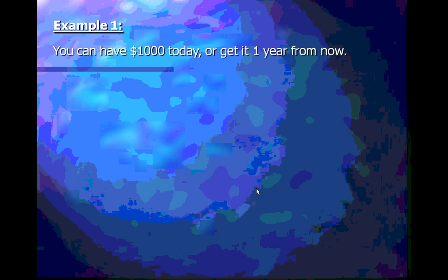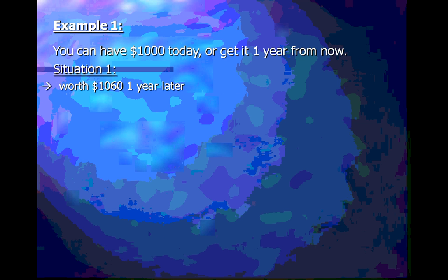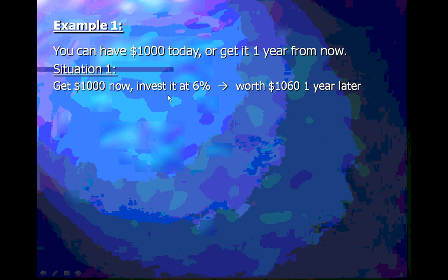Okay, let's take a look, class, now at our first example here. Let's suppose that you could have $1,000 today, or you could get it 1 year from now. Do you care? Hopefully the answer is yes, I want it now. Okay, situation one, you'd say, I'll take it now, and let's suppose I can invest it, and we'll just make up a number here. We'll say 6%.